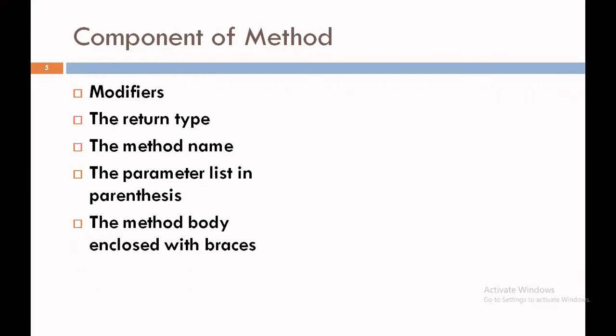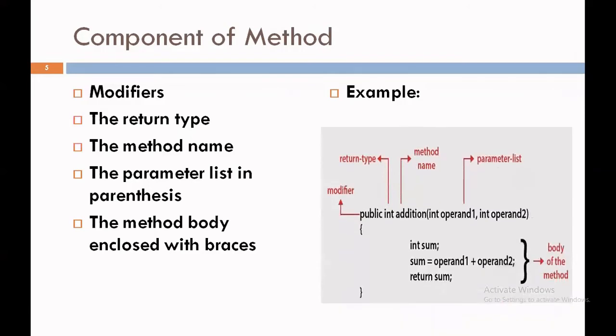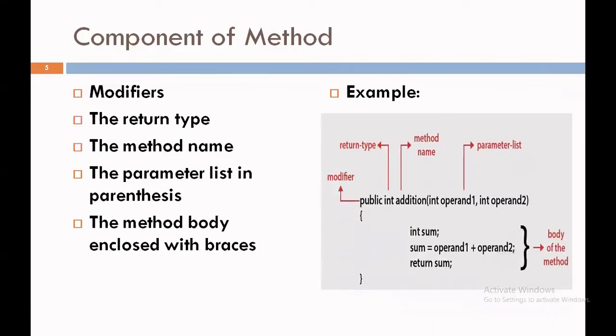The next component of a method is the method body, which is enclosed within braces, the opening curly brace and the closing curly brace. In the body, we need to provide the definition of the operation that has to be performed. The functionality of the method is represented in the body and enclosed in curly braces. Let's see one example of the components of a method. This is the example, and this is the method which performs a particular task, and the task is addition of two numbers.